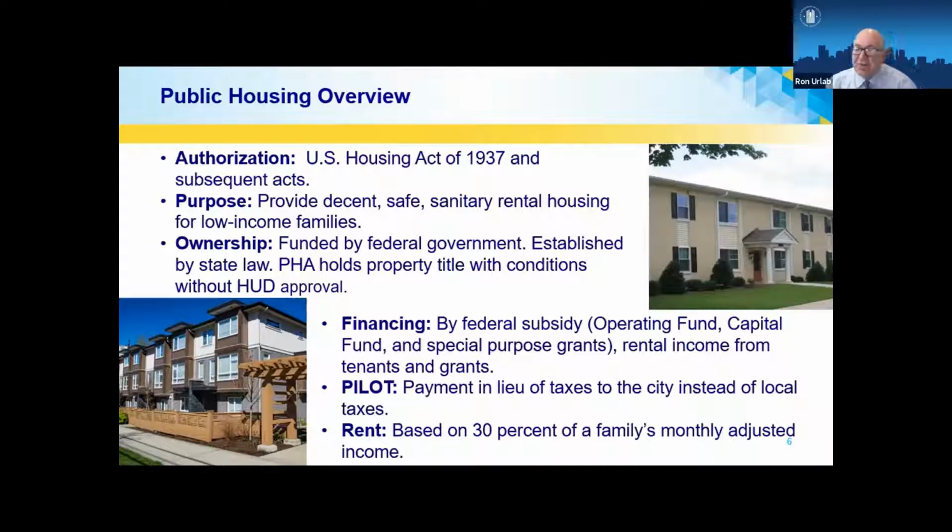Now you notice you have the capital fund. The capital fund program is basically to provide funding for modernizing and rehabbing the properties, right? And that's the general basis of the capital fund here.